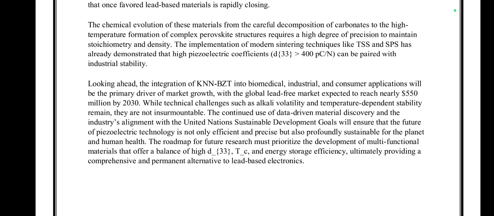The continued use of data-driven material discovery and the industry's alignment with the United Nations Sustainable Development Goals will ensure that the future of piezoelectric technology is not only efficient and precise but also profoundly sustainable for the planet and human health. The roadmap for future research must prioritize the development of multifunctional materials that offer a balance of high d33, high piezoelectric coefficient, Curie temperature, and energy storage efficiency, ultimately providing a comprehensive and permanent alternative to lead-based electronics.